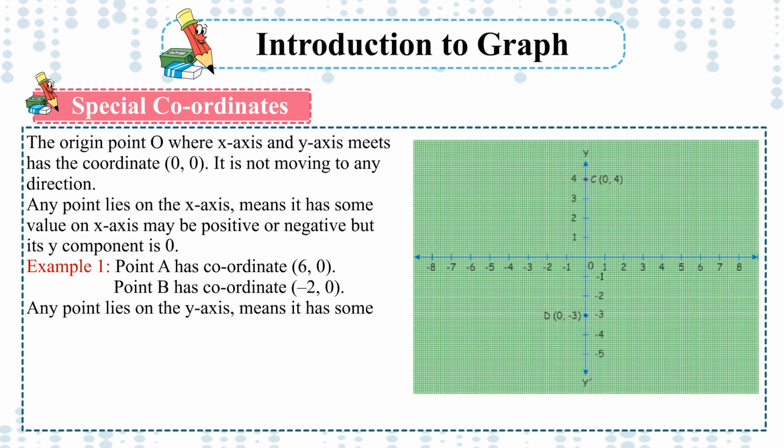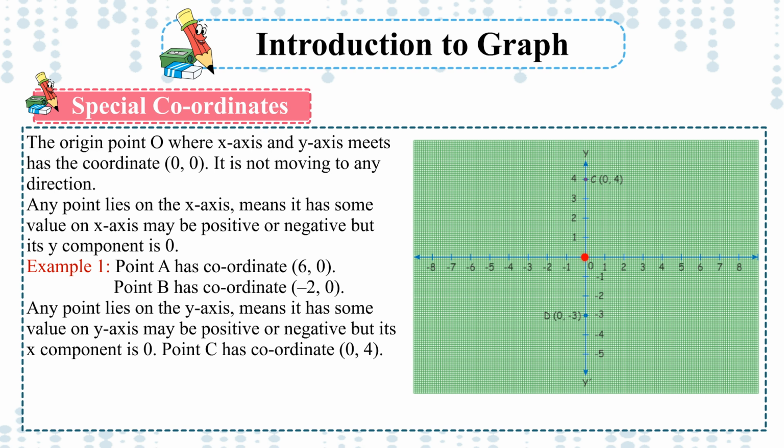Any point that lies on the y-axis has some value on the y-axis, may be positive or negative, but its x component is 0. Point C has coordinate (0, 4). Point D has coordinate (0, -3).